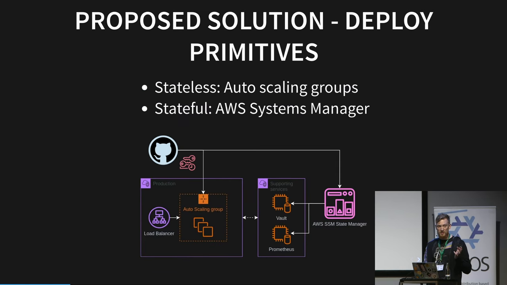So for the deploy primitives, we landed on two services that AWS provides. For our stateless services, like the web application, we switched to autoscaling groups, which can take care of doing rolling releases, blue-green, canaries, rollbacks, draining of load balancers, all that jazz. And then for a handful of stateful services, where we cannot just nuke a machine and add a new one, but want to keep the state on the machines, we opted to use AWS Systems Manager as a replacement for our SSH-based deploys.